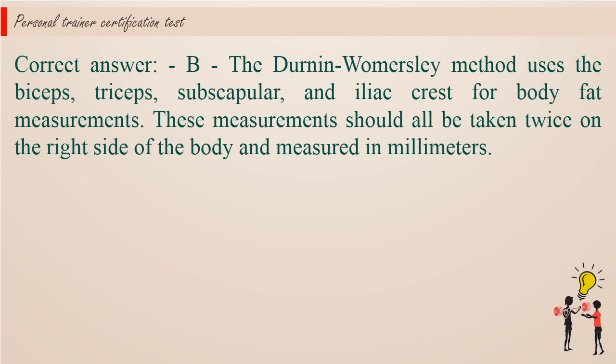Correct answer, B. The Durnin-Womersley method uses the biceps, triceps, subscapular, and iliac crest for body fat measurements. These measurements should all be taken twice on the right side of the body and measured in millimeters.